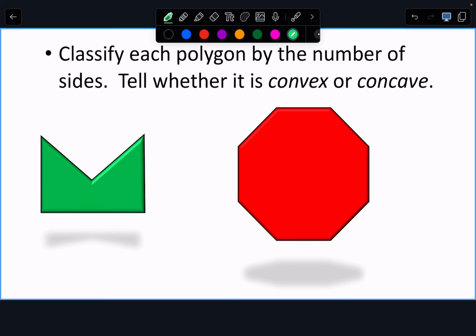All right, so I want you to write down convex or concave right now on both of these. Convex, concave, which one? Well, think about a cave, like a cave. We cave in, right? Okay, so which one's concave? The green one. Okay, so this one is concave, and this one is convex.